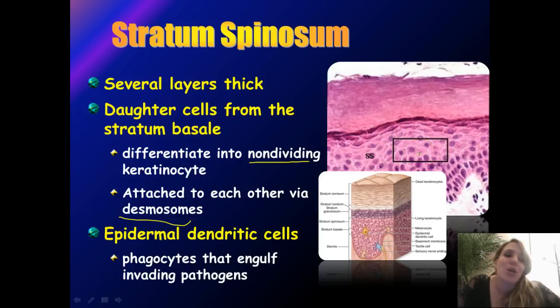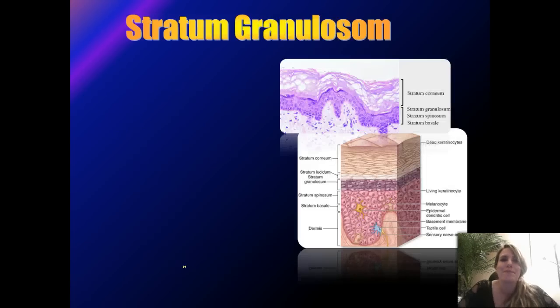And also in this layer you will see epidermal dendritic cells, and these guys are actually immune cells. So they phagocytize. Phago means eat, cytes mean cells. So these are cell eaters, or eating cells, and they are like the Pac-Man that go chomp, chomp, chomp, and they eat bacteria and viruses that might be trying to penetrate through that skin layer.